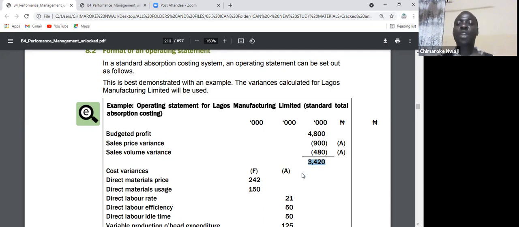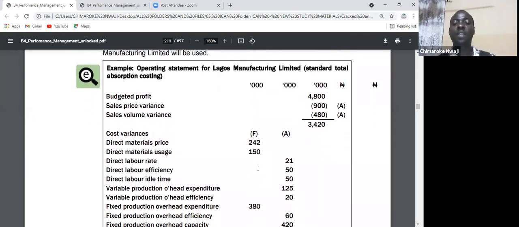Then you come with the cost variances. So all the adverses, you're going to less them. All the favorable, you are going to add. So it's good to separate the favorable from the adverse. In our direct material price variance, we have a favorable price. That's good. Usage, we also have good, favorable.